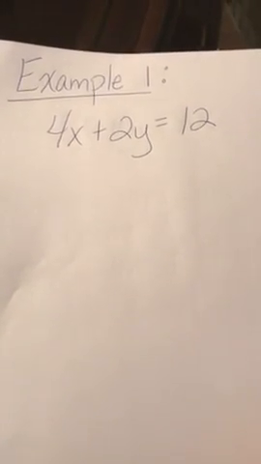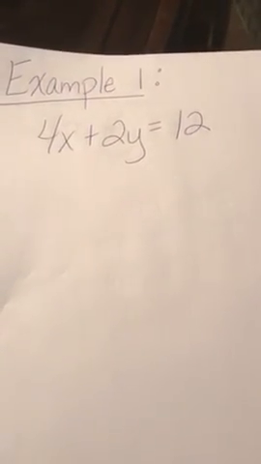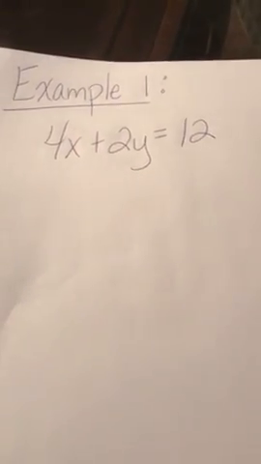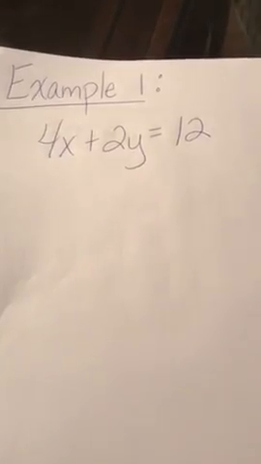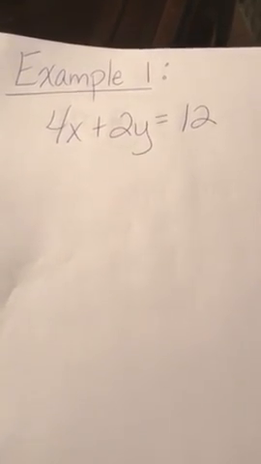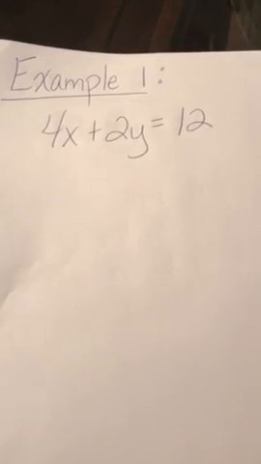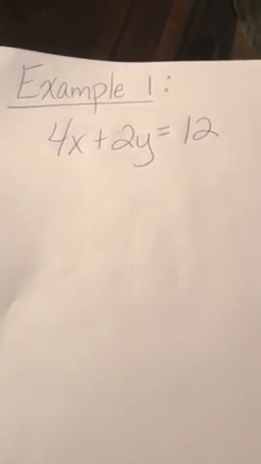We have to get y by itself. So I look and that 2 is connected to the y, so I need to get rid of the 4x. How do I get rid of the 4x? I do the opposite of plus 4x, or positive 4x. The opposite of that would be to subtract 4x. Remember, what I do to one side of the equation, I must do to the other.